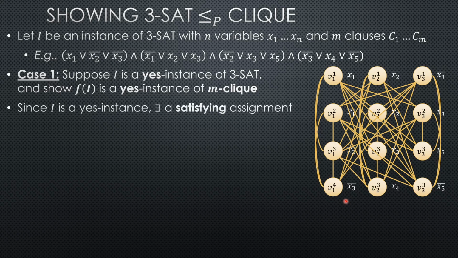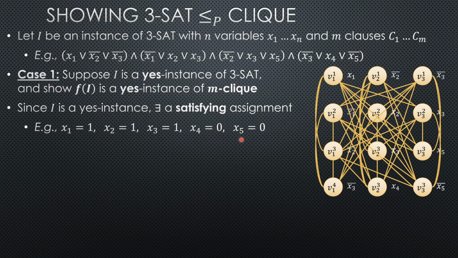So let's do case 1. So I is a yes instance of 3SAT. So because it's a yes instance, there exists some satisfying assignment. So for example, in our example here, just for illustration, if we set x1 to true, that'll satisfy the first clause. If we set x2 to true, that'll satisfy the second clause. If we set x3 to true, that'll satisfy the third clause. If we set x4 to false, well, that won't satisfy anything. But if we set x5 to false, that'll satisfy the last clause. So this is an example of a satisfying assignment.